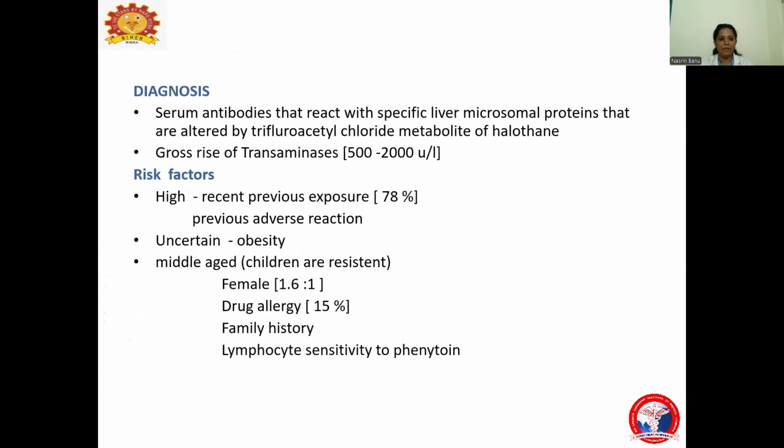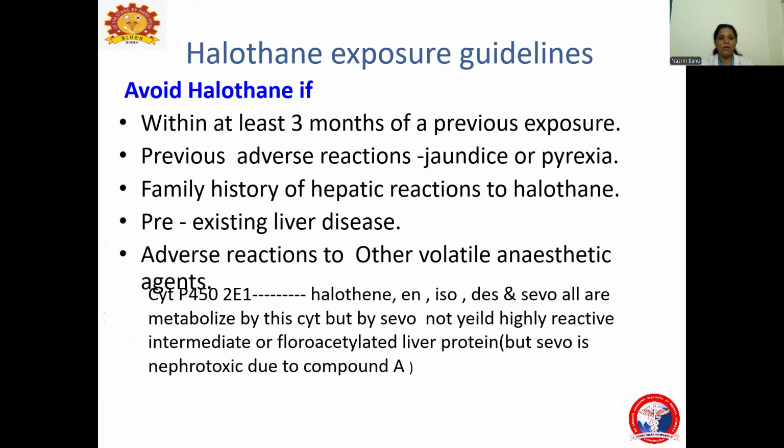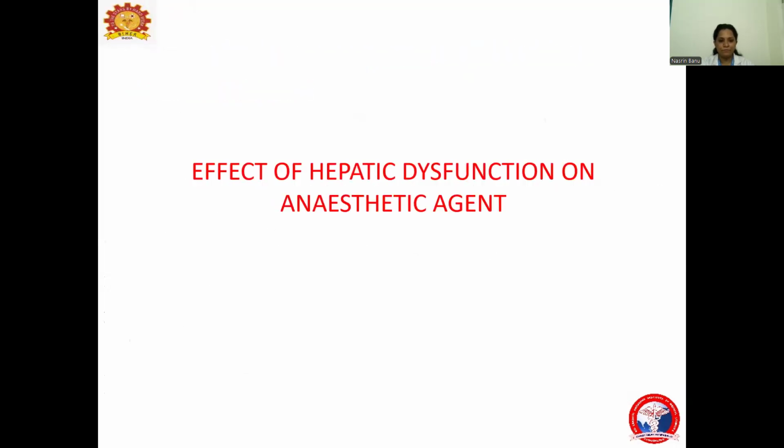Diagnosis is based on serum antibodies and a gross rise of transaminases. Risk factors are recent previous exposure or previous adverse reaction, obese patients, females, or patients with drug allergy. So halothane should be avoided if it is given within at least 3 months of the previous exposure. Previous adverse reactions have been reported, like jaundice or pyrexia. Family history of hepatic reaction or pre-existing liver disease.